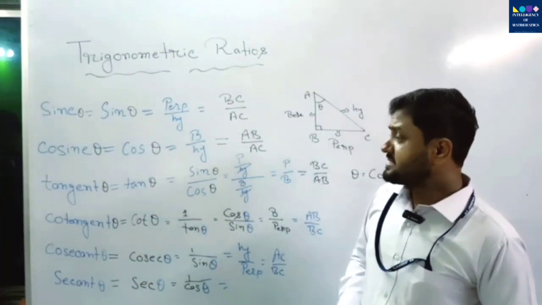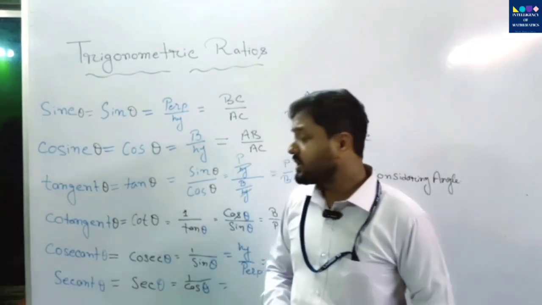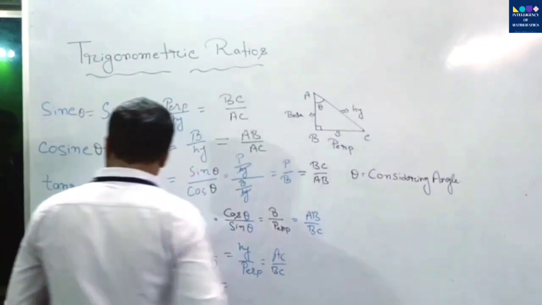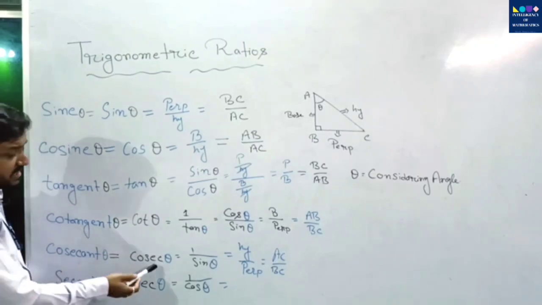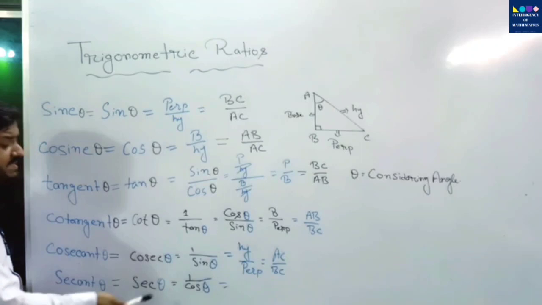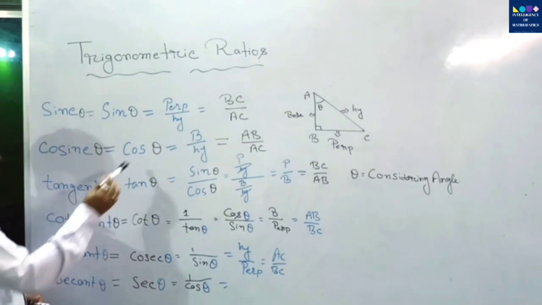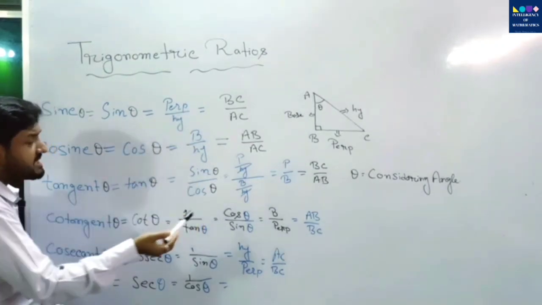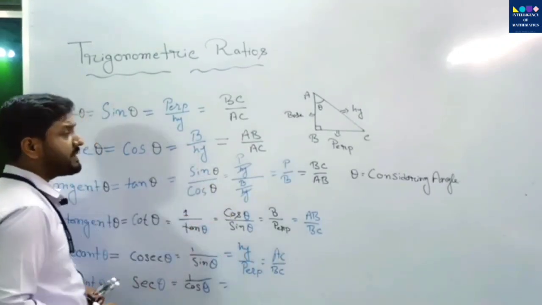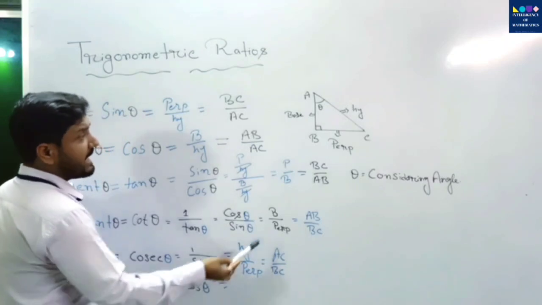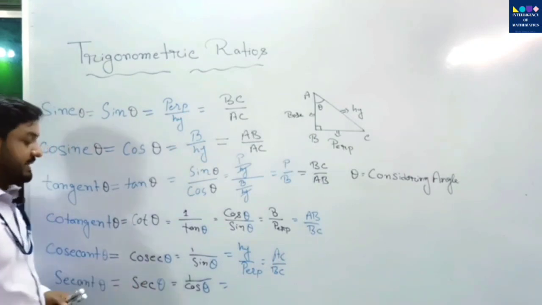Now the last two ratios. The fifth one is cosecant, which has the shorter name cosec theta, and cosec theta is 1 by sine theta. That means the reciprocal of sine is cosec. Sine is perpendicular by hypotenuse, so its reciprocal will be hypotenuse by perpendicular. Applying this to the triangle, we get AC as hypotenuse and BC as perpendicular.